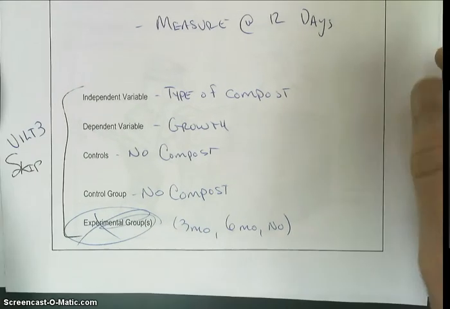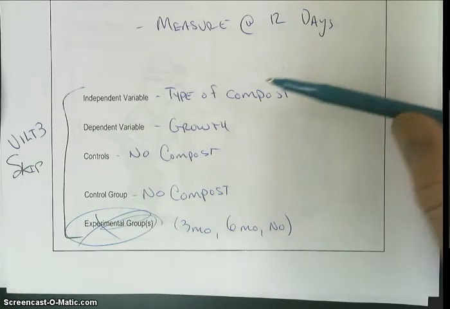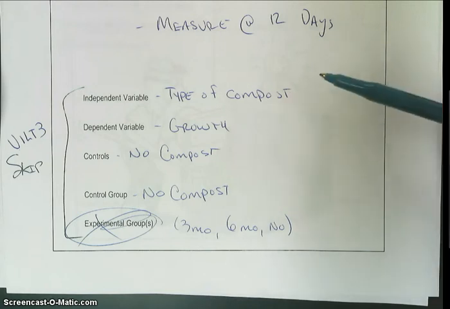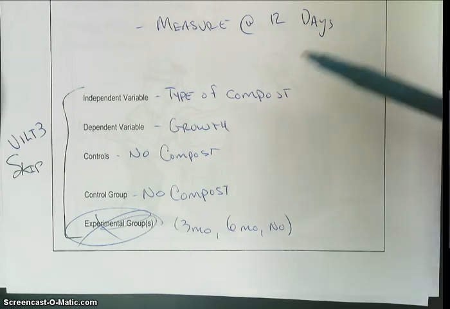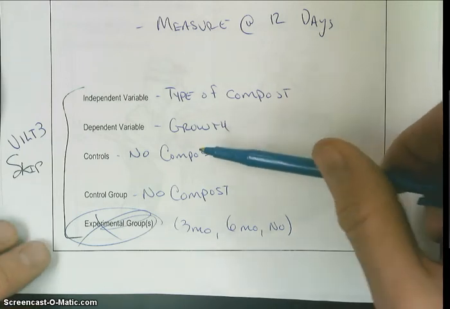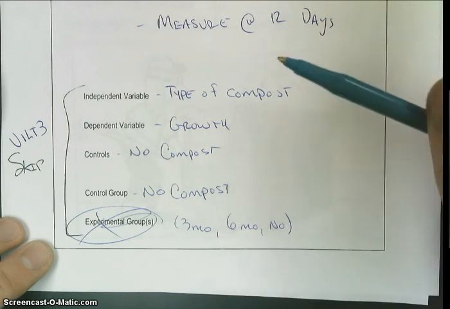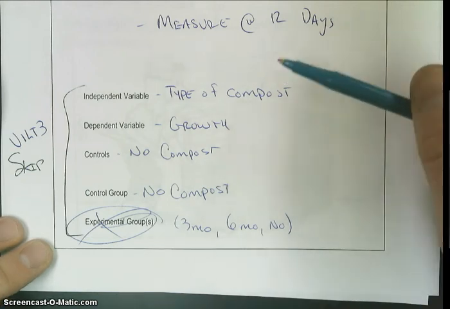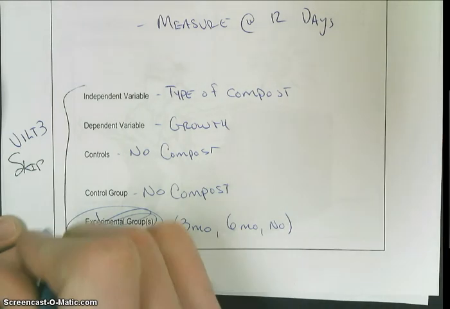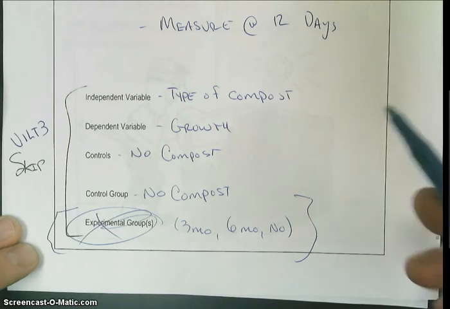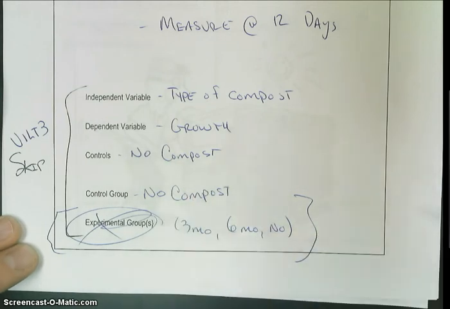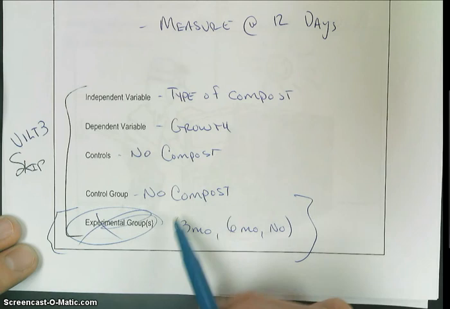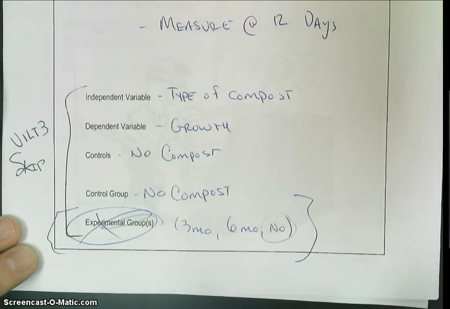And here are the rest of the solutions. The independent variable is type of compost. The dependent variable was the growth that they saw because of the type of compost. The controls and control group, for our purposes, we're going to call the same thing. That was the group with no compost. This last thing we didn't really talk about, and you don't really need to know, but the experimental groups would be the different groups or trials that we had. Those groups would have been all 3, but the control group is the one with no compost.